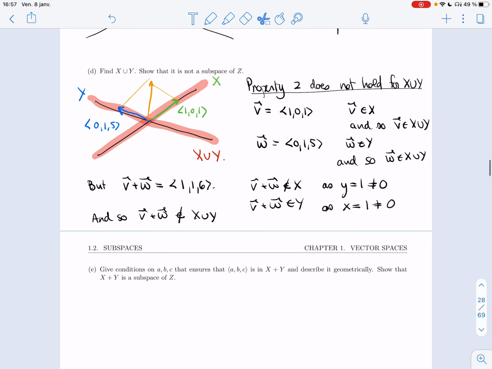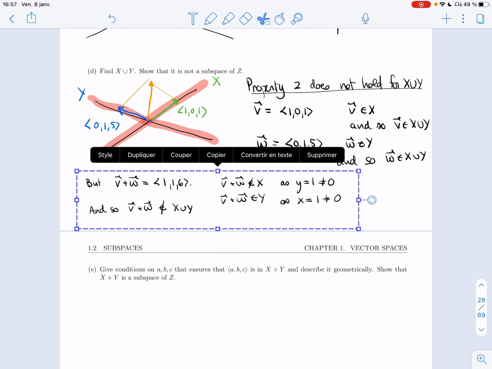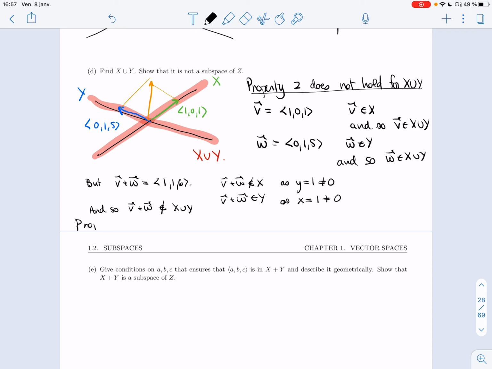Let me make a tiny bit more room. So property 3 fails, which means that X union Y is not a subspace. All right, so for most examples, X union Y will not be a subspace. In fact, property 2 in exactly this way is the one that's going to fail. You take an element that's in X, not in Y, an element that's in Y, not in X, and then you add them, and there's no reason it would land in X or in Y. And so the union will not be a subspace.